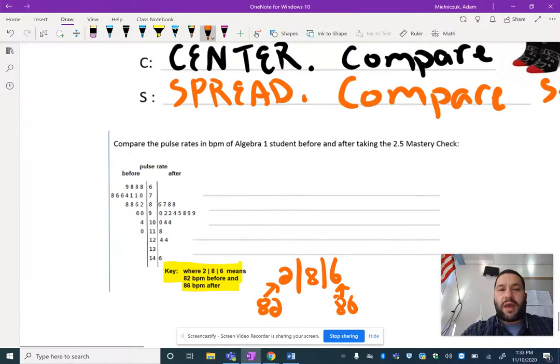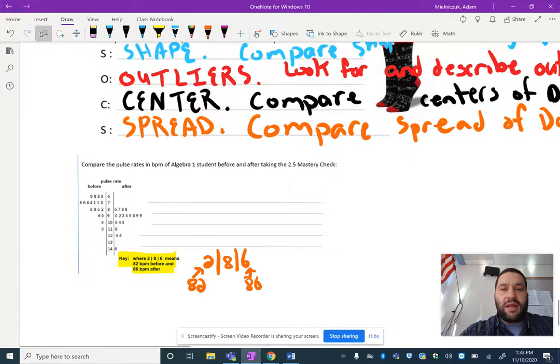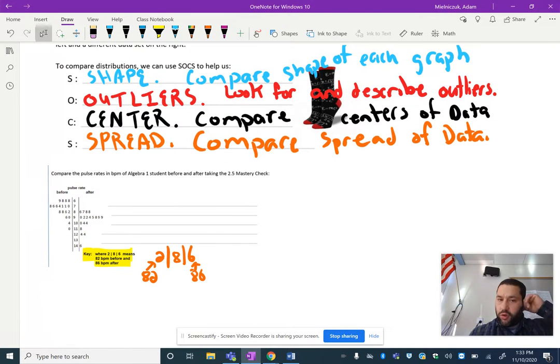So let's zoom back out. It says compare the pulse rates in beats per minute of Algebra 1 students before and after taking the 2.5 mastery check. So the first thing we want to do is describe the shape.